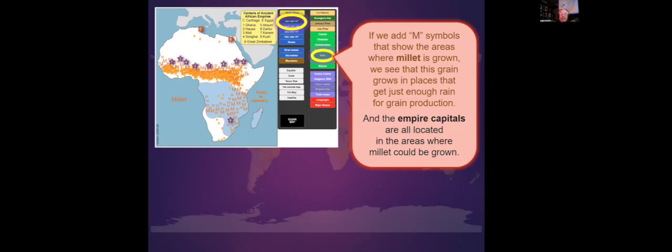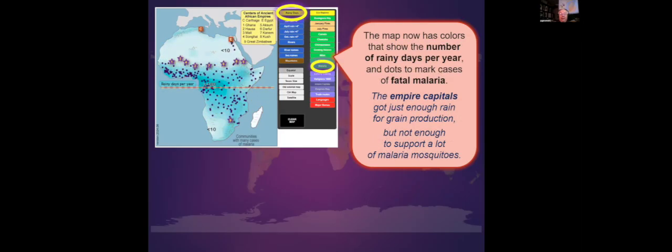Millet grows in the areas that get just barely enough rain, but not so much that they're going to have a wildfire problem. And if you add one more layer to that, you find out millet grows in an area that has just enough rain to support these ancient capitals, but not enough rain for a lot of malaria mosquitoes. And now it makes a lot of sense why the capitals would all be located there.